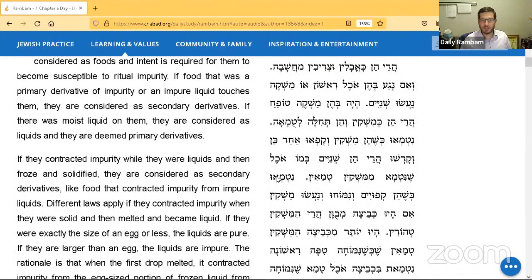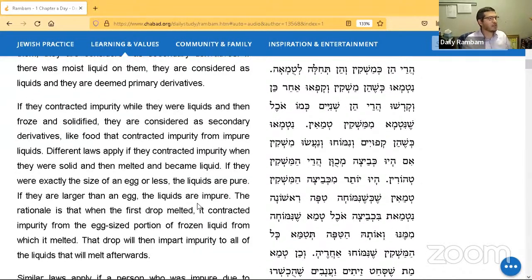Okay, so we're going to check exactly how solid, and if they're still liquid. When we consider it a solid, it's treated like food, so long as the intention is that it's going to be used as food. When it's still quite liquidy, it's considered a liquid and will be treated as such. If they contracted an impurity while they were liquids and then froze and solidified, they are considered a secondary derivative, like food that contracted an impurity from impure liquids. So if it was liquid and then it's solidified, it becomes one step less, just as if liquid had touched the food. Different laws apply if they contracted an impurity when they were solid and then melted and became liquid.